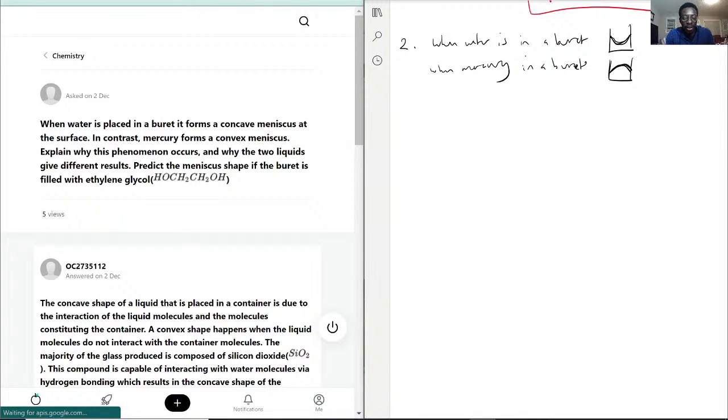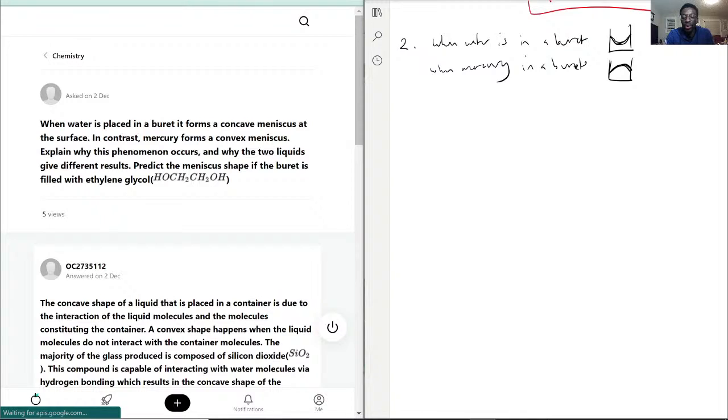Explain why this phenomenon occurs and why the two liquids give different results. Provide the meniscus shape if the burette is filled with ethylene glycol. Okay. So let's think about this one.